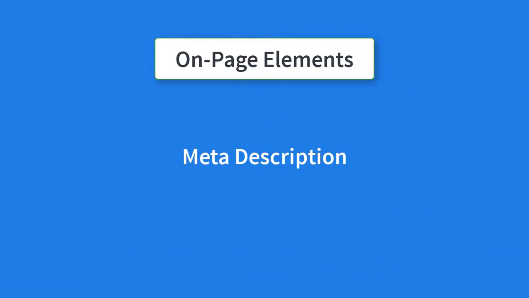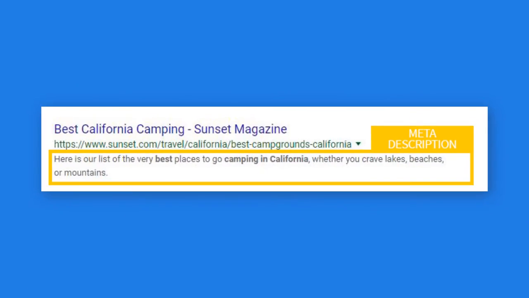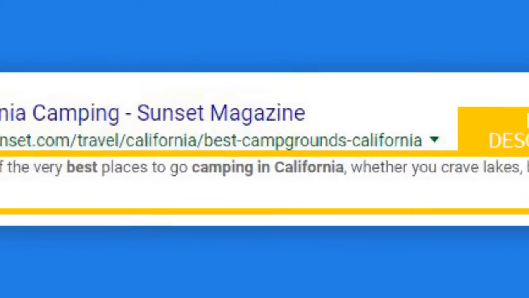Next is meta description. The meta description does not impact search ranking, but it is used as the description that appears on the search results page. It can help convince people to click through to your site. Similar to title tags and H1 tags, you want meta descriptions to be unique on each page, and the meta description should be under 155 characters so it isn't truncated in the search results.